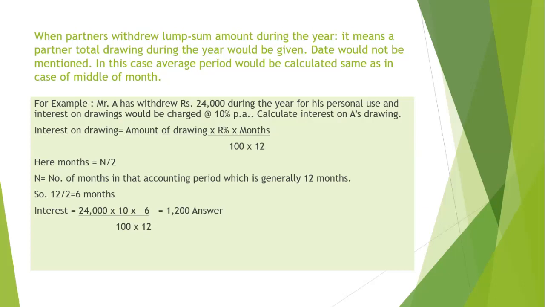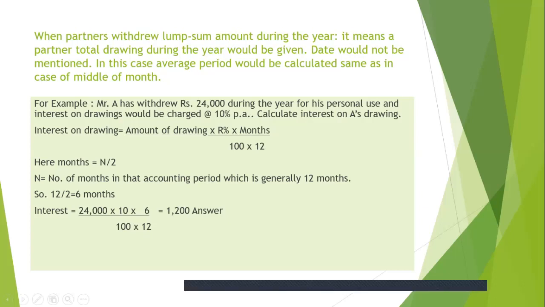Okay. So already have taught ki n by 2 whenever date of drawing is not given, always we use n by 2. For example, you can see Mr. A has withdrawn rupees 24,000 during the year. Your total drawing is given during the year for his personal use and the interest on drawing would be charged at 10% per annum. Calculate interest on each drawing.